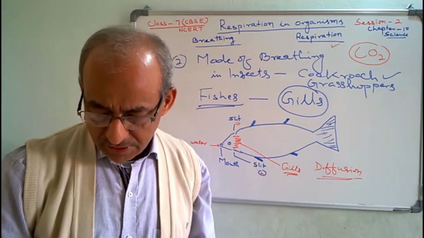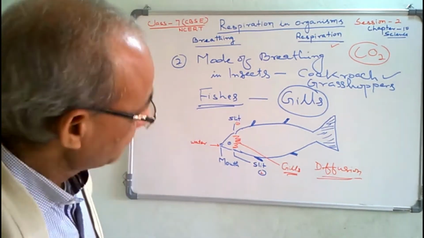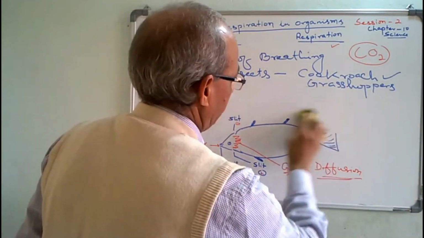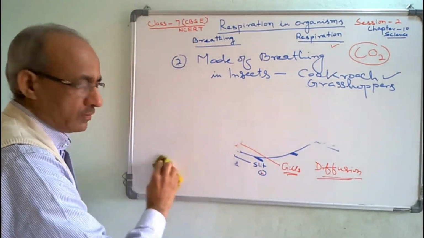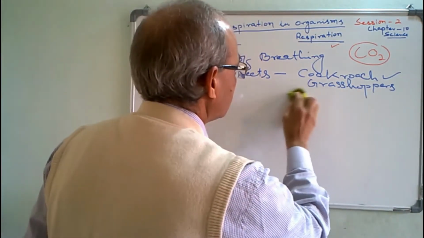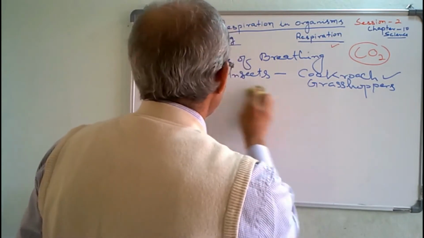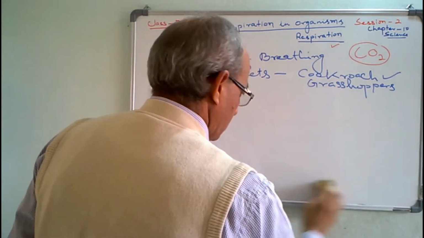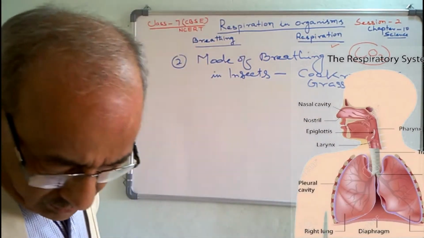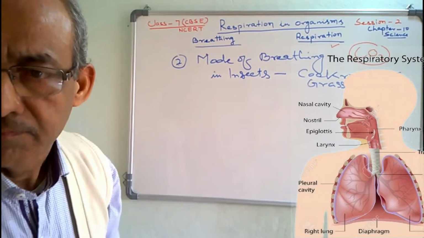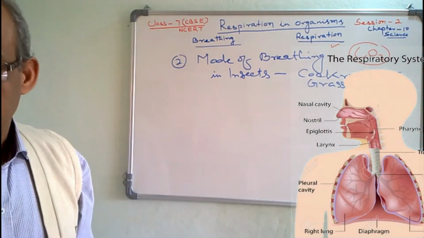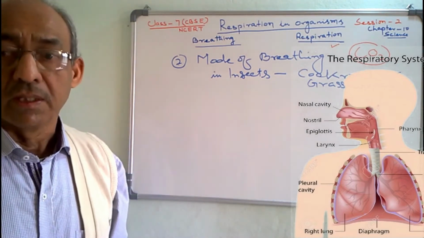Now we will discuss breathing by lungs. Most of the terrestrial multicellular big animals like human beings, and others also, such as dogs, cats, elephants, perform the breathing by a special structure, lungs.